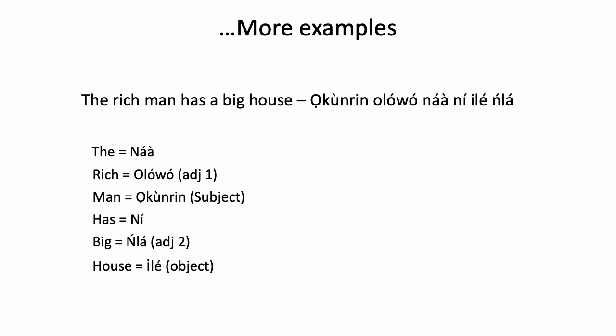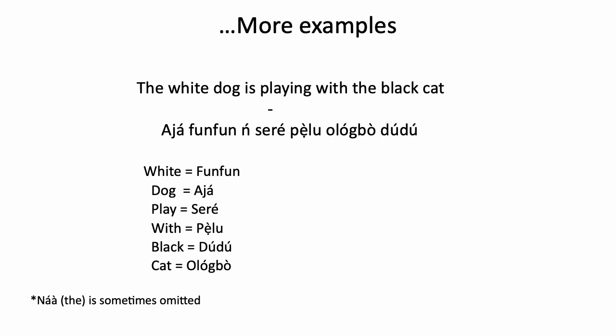Let's go further and consider an additional example. The white dog is playing with the black cat. Here we have the adjective for both the subject and the object. And that will be aja funfun sere pelu ologbo dudu. Aja funfun sere pelu ologbo dudu. Here the dog is aja. The white, which is the modifying word, is funfun. The white dog, aja funfun.